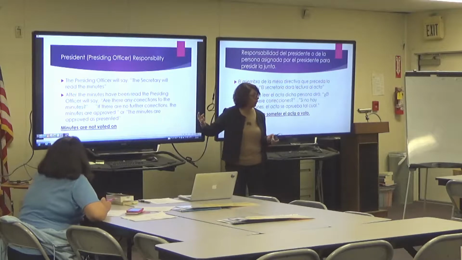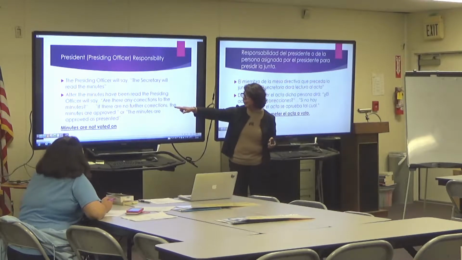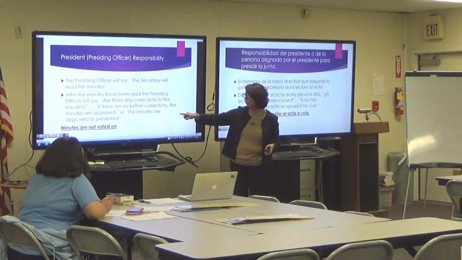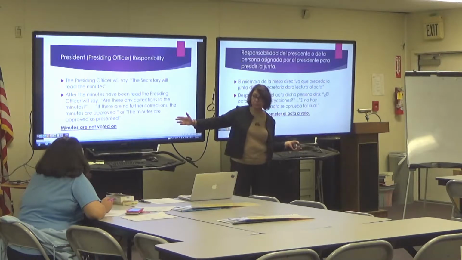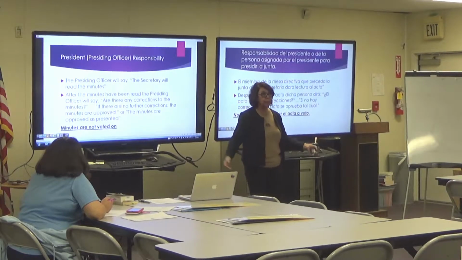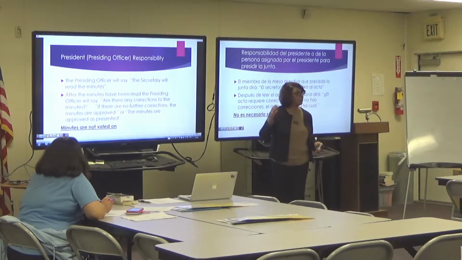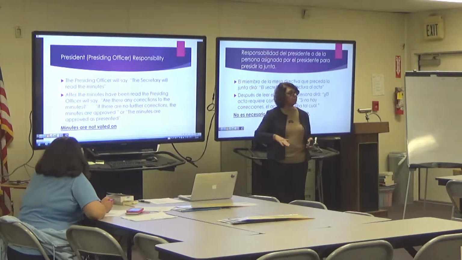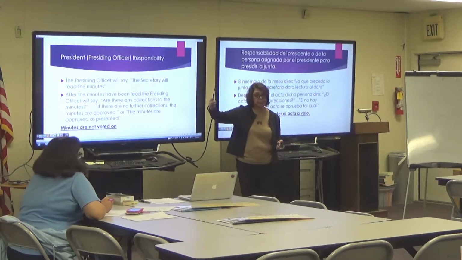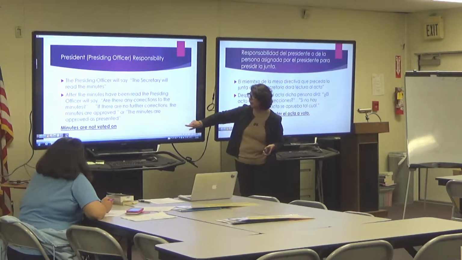After the corrections have been made, the president says if there are no further corrections, the minutes are approved. No voting. Or if no one has any corrections, because they've all been corrected ahead of time, she'll say the minutes are approved as presented or as read or as emailed, but no voting. It's just something that happens. The approval process is by people bringing it up. Minutes are not voted on.